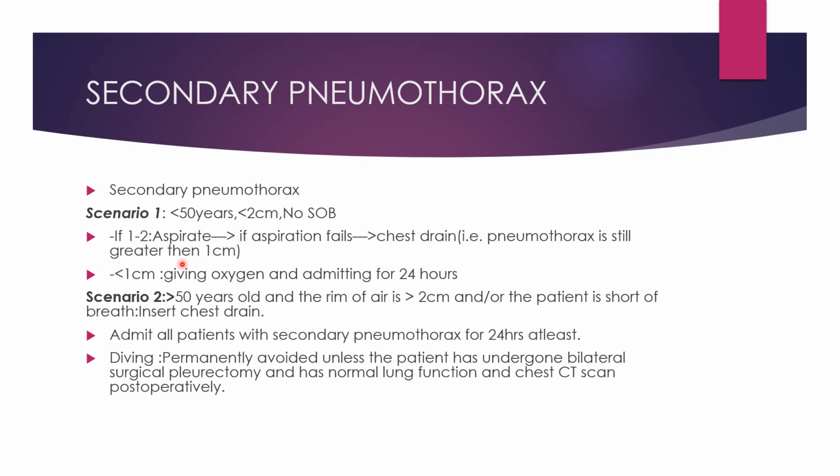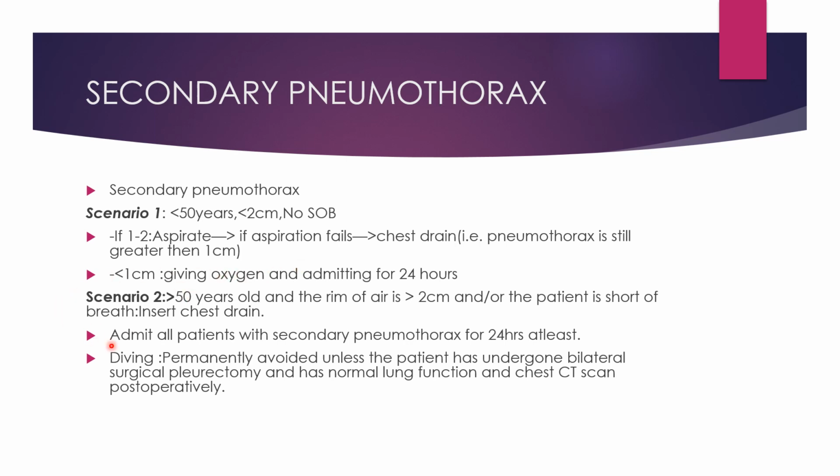If you remember, in primary pneumothorax we aspirate if it is greater than 2 centimeters or the patient has symptoms. But in secondary pneumothorax, even for 1 to 2 centimeters, you have to aspirate. And if the aspiration fails, you have to even consider chest drain placement, that is, if the pneumothorax is still greater than 1 centimeter after aspiration.